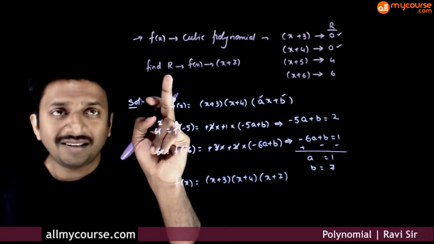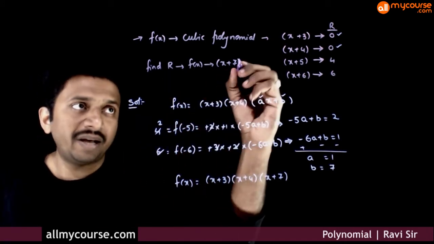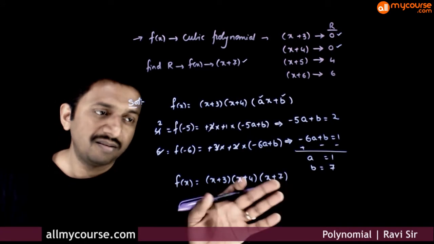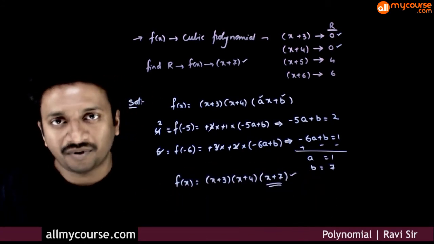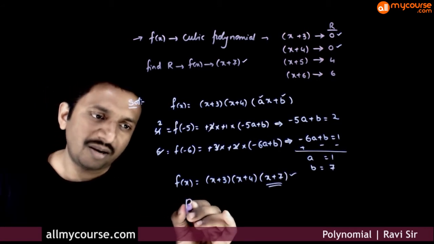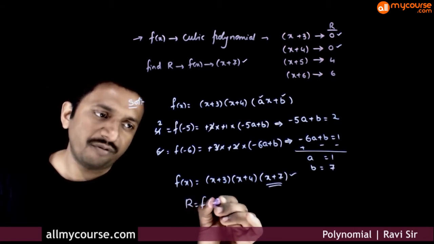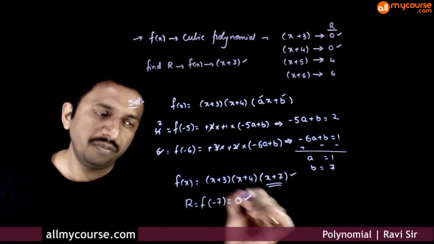Now if you're asked to find the remainder when f of x is divided by x plus 7, as you can very clearly see, x plus 7 is a factor of f of x. Hence the remainder, which is equal to f of minus 7, will be equal to 0.